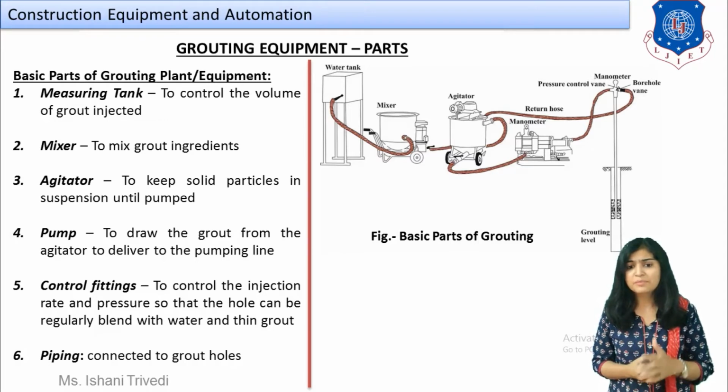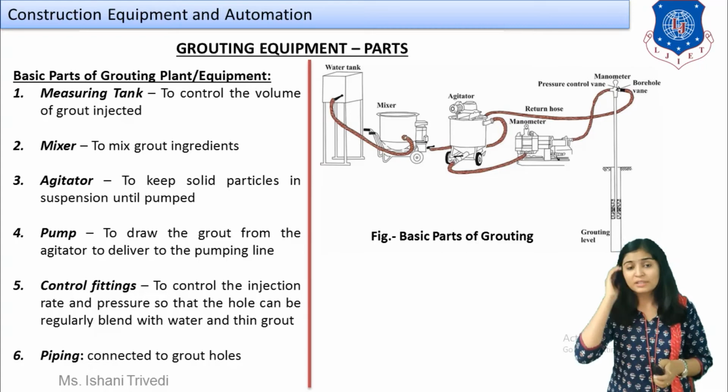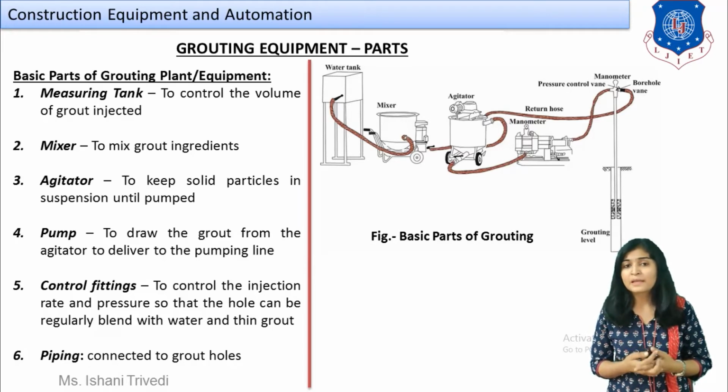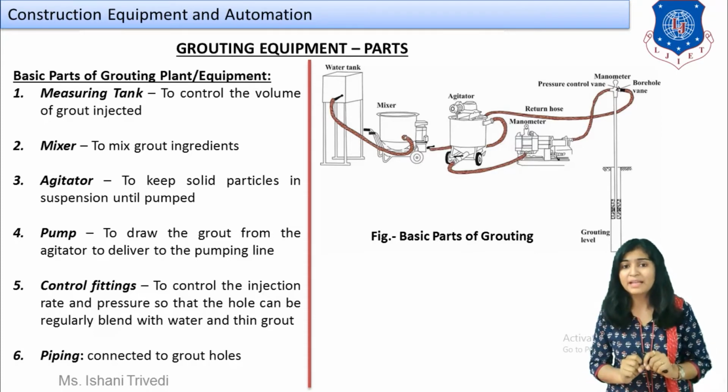Next you have the pump, which you can see in front of you as well, to draw out the grout from the agitator and deliver it to the pumping line. The pump can be of different types. You know that we have plenty of different types of pumps available. The suction will be done with the help of the pump from the agitator, and then it will convey it to the pumping line where the grout has to be injected.